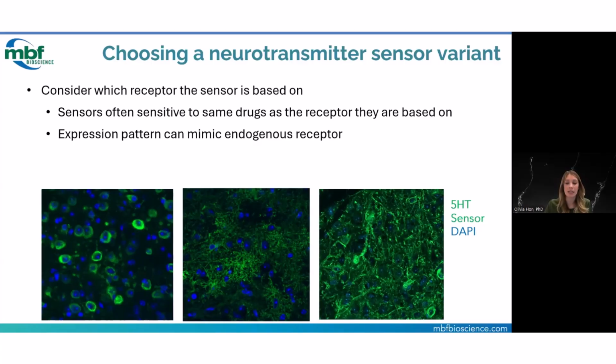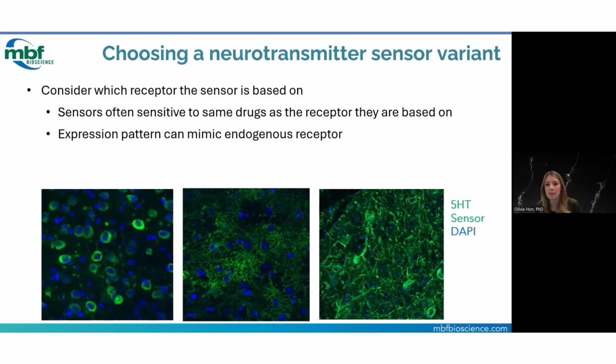It's not really clear exactly what that means in terms of the signal that you pick up, but say, for example, you're interested in understanding the contribution of serotonin receptor 2C in some behavior. You might want to pick a sensor that's based on 5-HT2C so that the concentrations that it's responding to are similar to the concentrations that the endogenous receptor are responding to, and it will also mimic that expression pattern. This is kind of a nuanced thing.